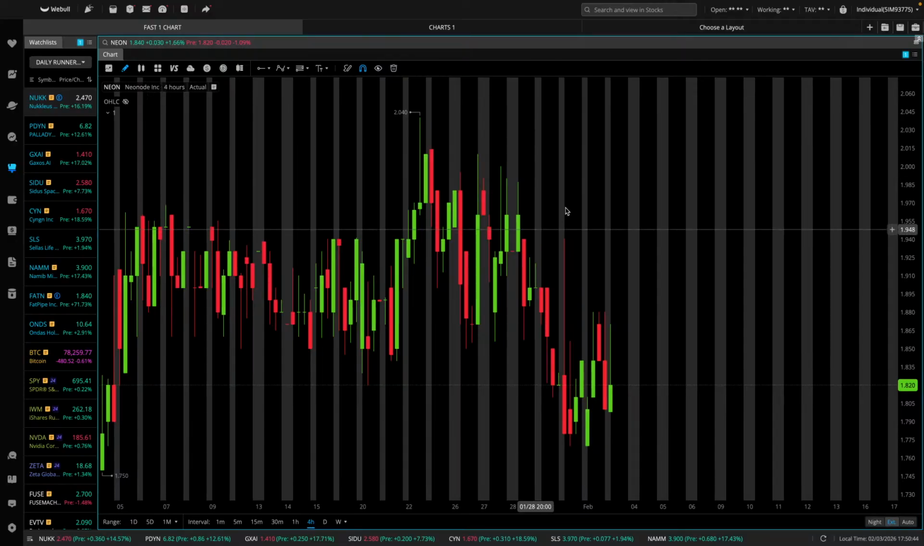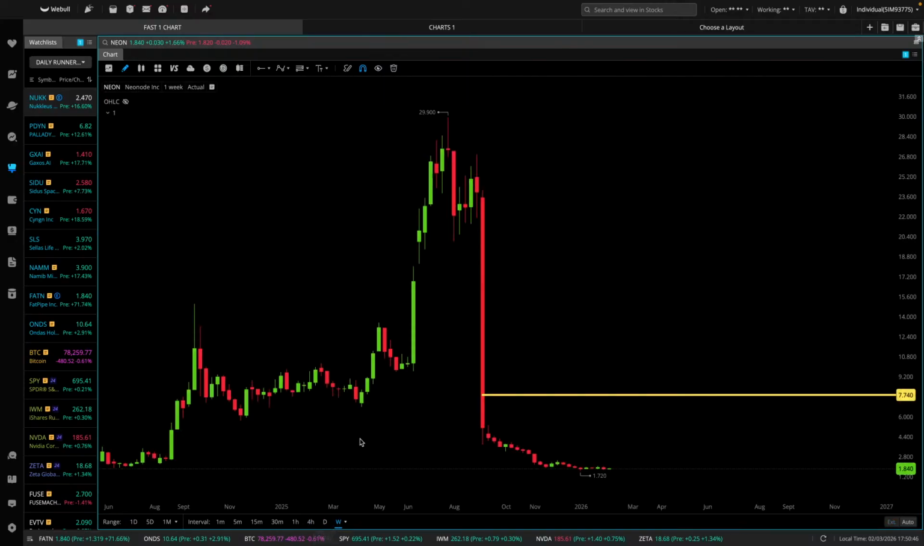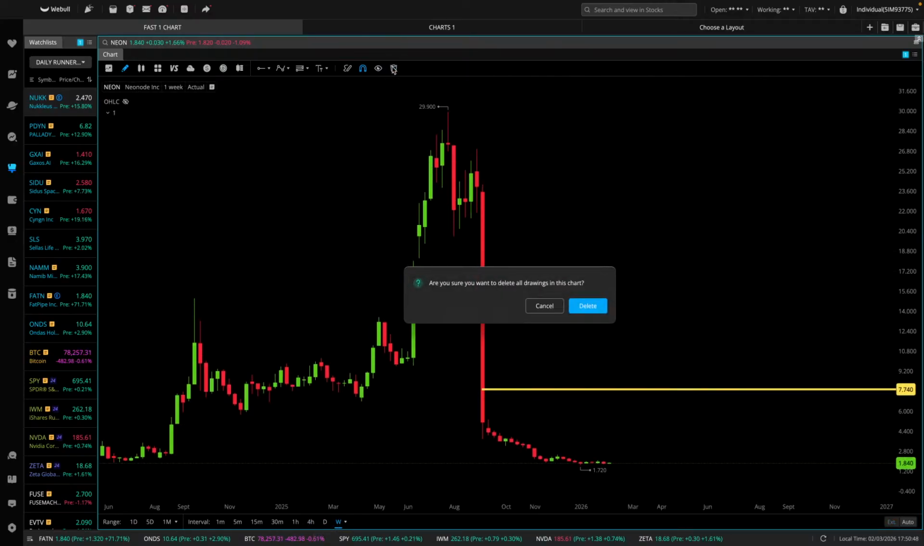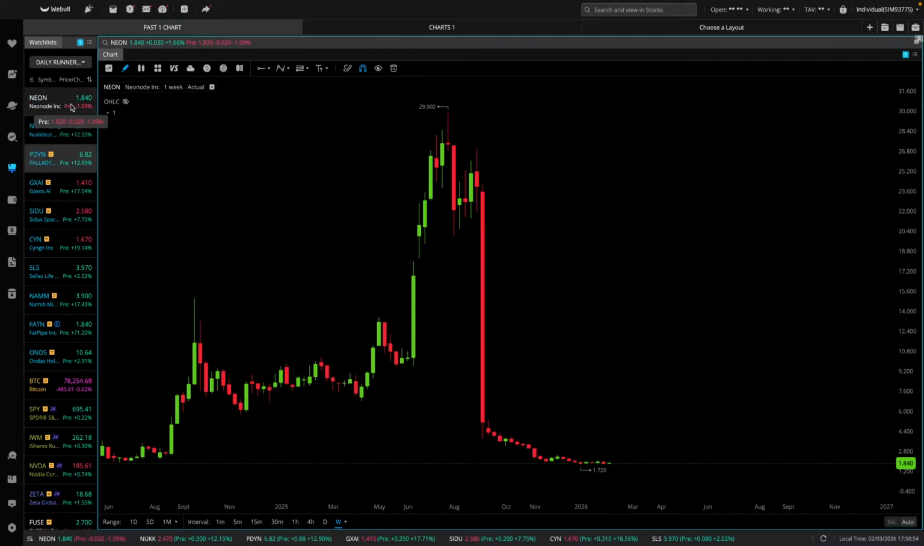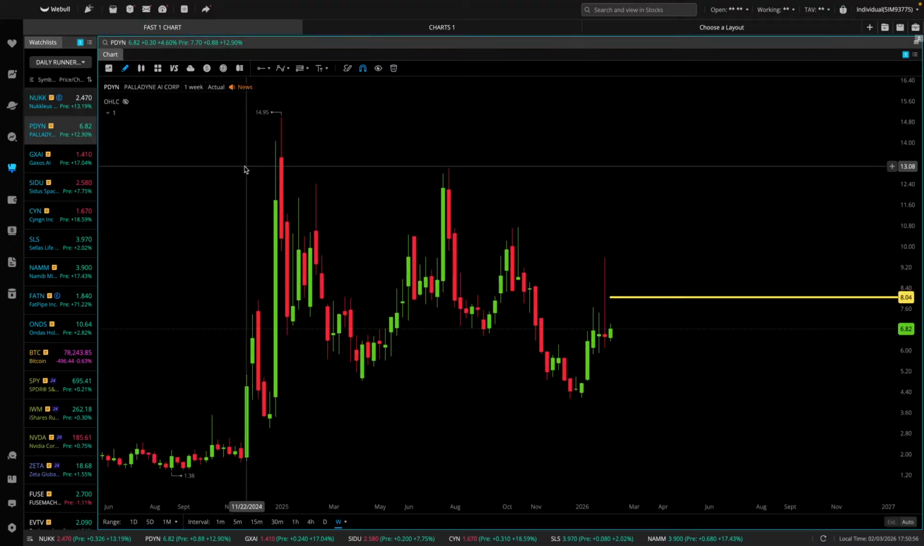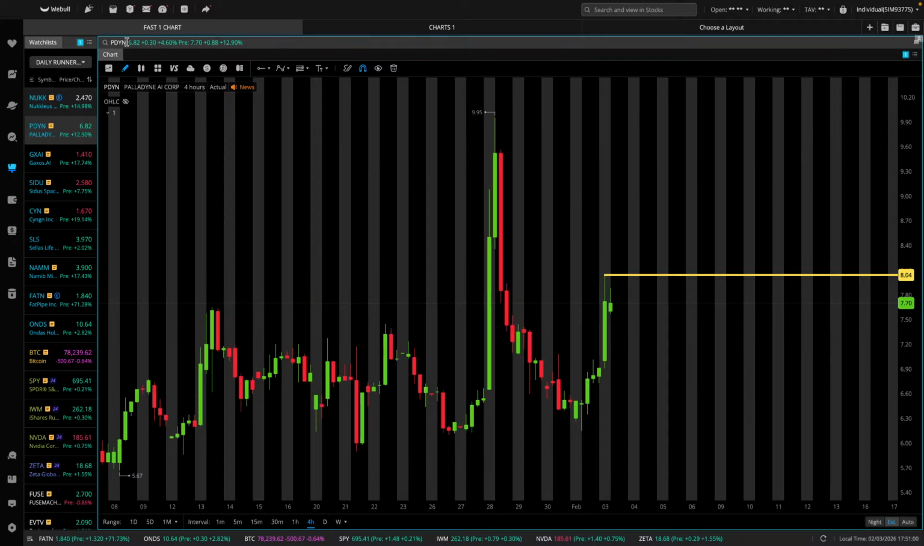Neon, what's happening with Neon? Neon has extremely low volume. There is nothing on this at all. If this was on my watch list like this, if you see in the white, I would right click and delete and never look at it ever again. Demand zone is where buyers step in.